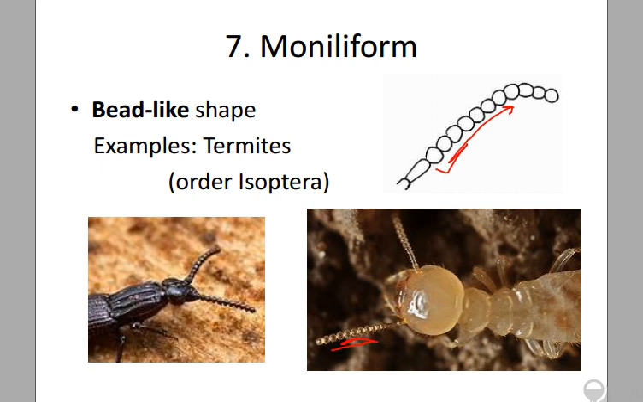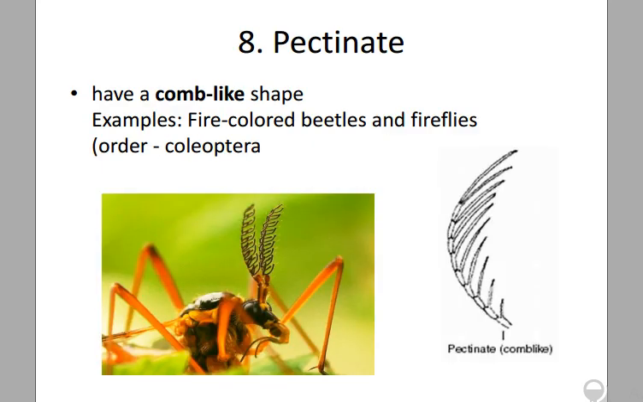Another type of modification is pectinate antennae, present in coleopteran beetles like fire-colored beetles. This is a fire-colored beetle with the pectinate type of antenna. Pectinate means a comb-like structure is present. From this figure we can see it is comb-like, and the examples are fireflies and fire-colored beetles. Belonging to order Coleoptera, the pectinate type of insect antennae modification is present.